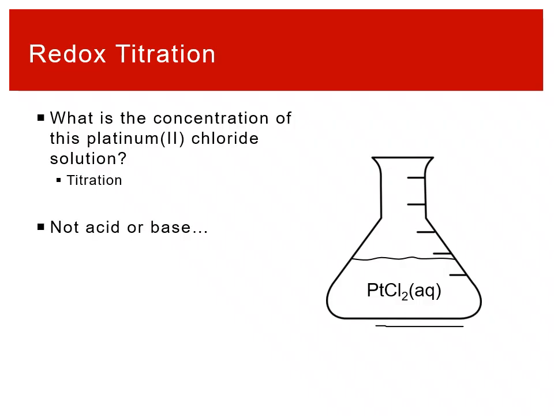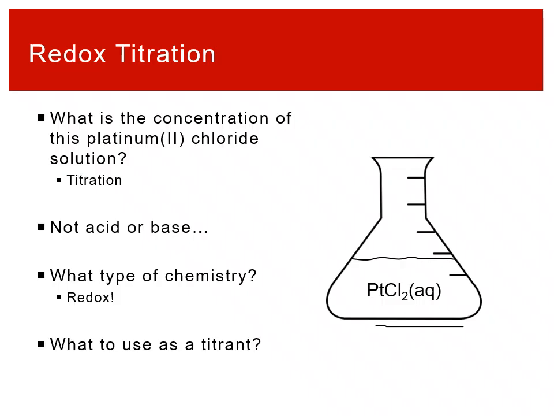Thing is, platinum 2 chloride is not an acid and it's not a base. So I can't use acid-base titration. I'm going to need to use redox chemistry. And we're going to see that you can generally get away with using redox chemistry a lot. There's a much wider applicability than when it comes to doing acid-base titrations, which you're fairly limited on.